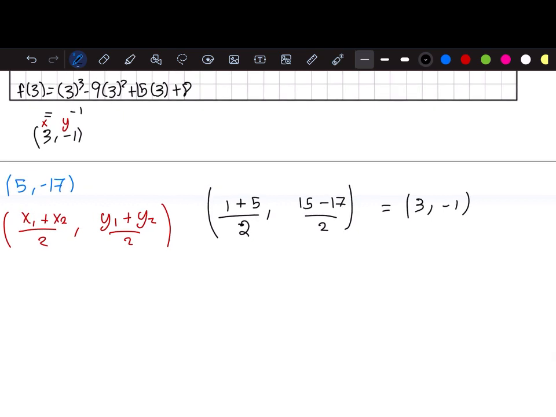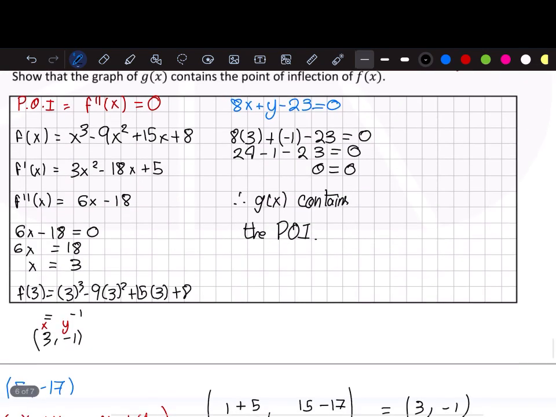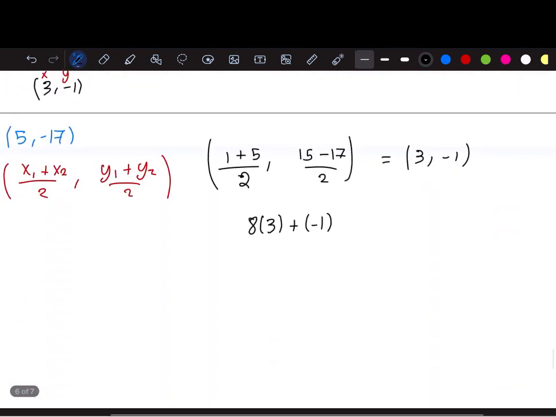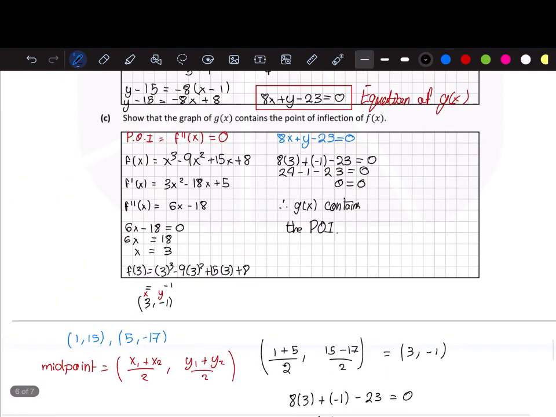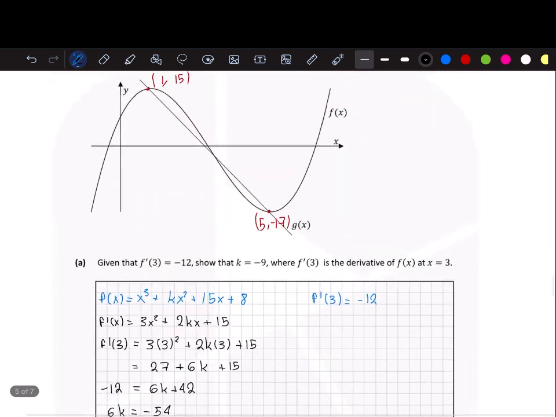So then it would have been 8 by 3 plus minus 1 minus 23. Yep. Is equal to 0. And then the same thing. 24 minus 1 minus 23 equals 0. So then you just get 0 is equal to 0. So you can do either point, but I really like that question because it makes you understand your basics.